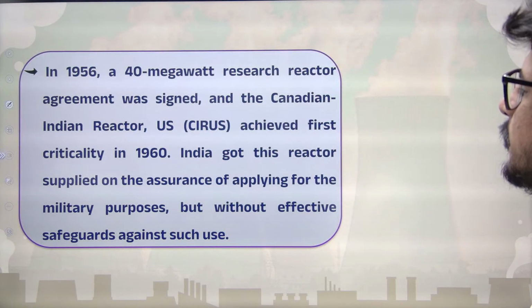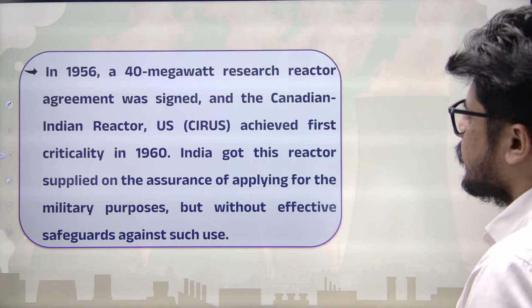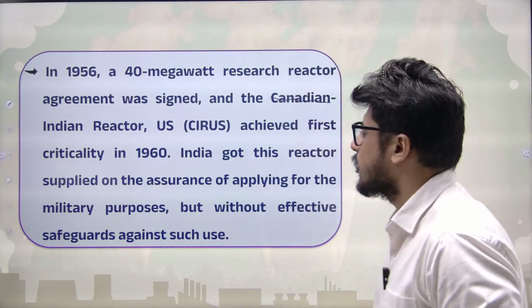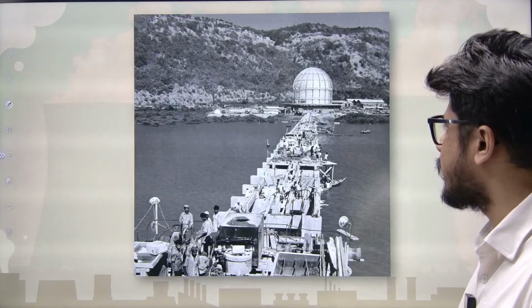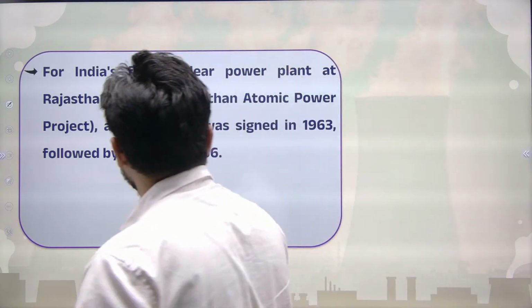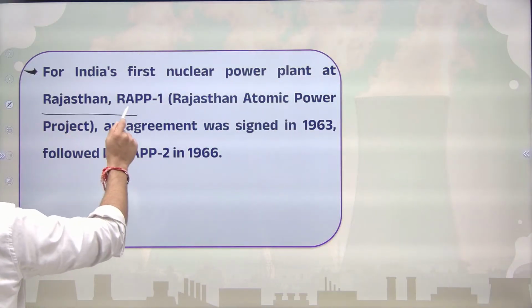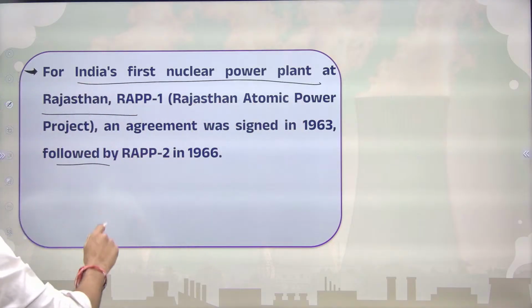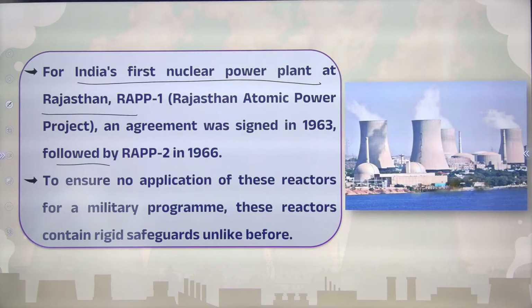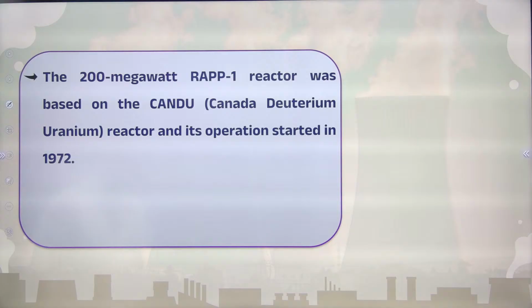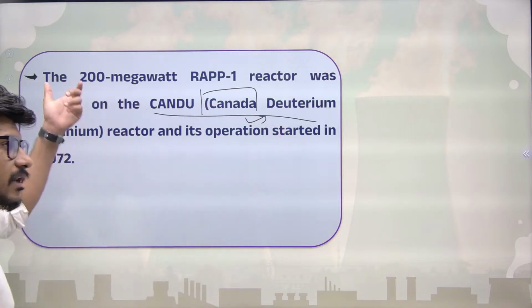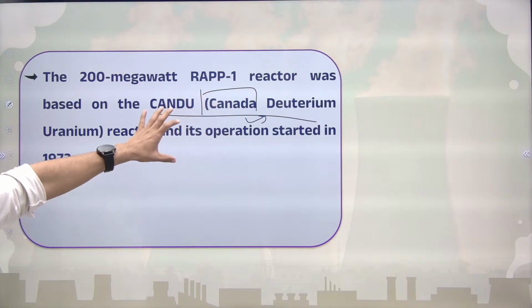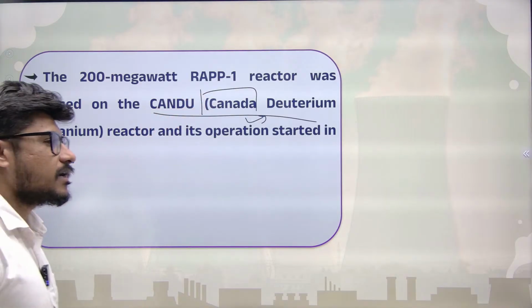In 1956, the 40 megawatt research reactor agreement was signed between Canada and India, and this is how we got our second nuclear reactor. India's first nuclear power plant at Rajasthan: remember, the research reactor was built with the help of the UK, and the first nuclear power reactor with the help of Canada, and operation started in 1972.